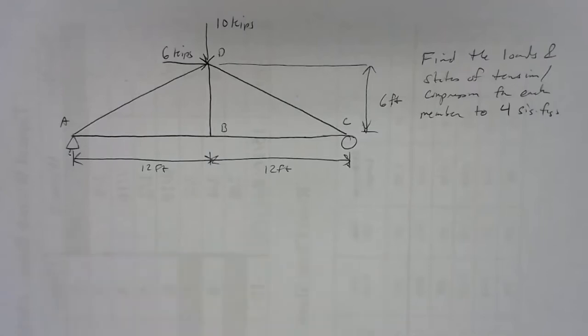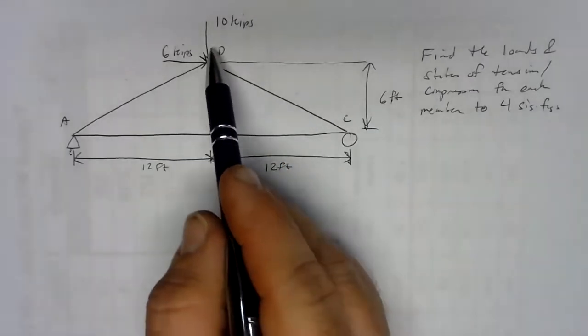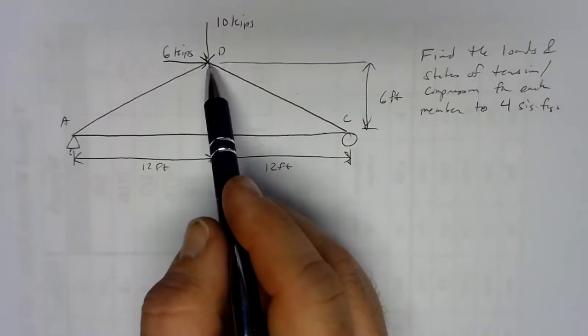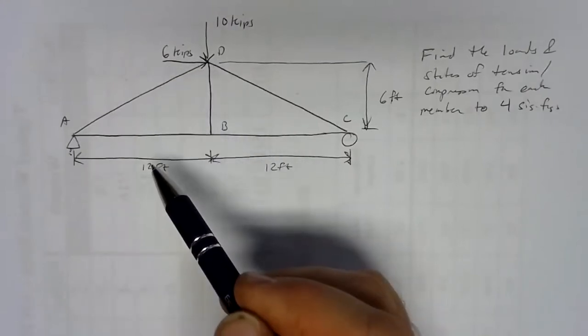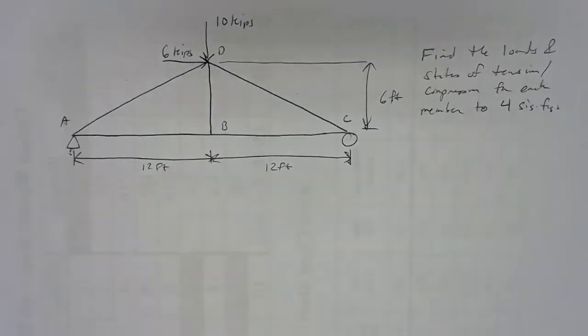So let's go ahead and analyze this. We'll figure out what the loads are. If I have 10,000 pounds of force put right on the apex with a 6,000 pound side load, we'll figure out what the states of tension and compression are.